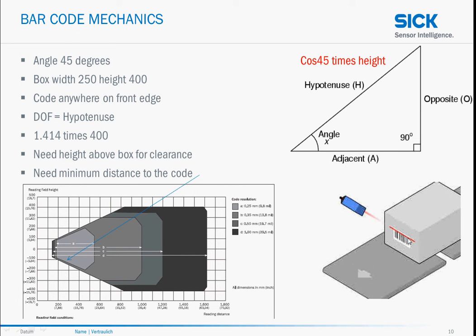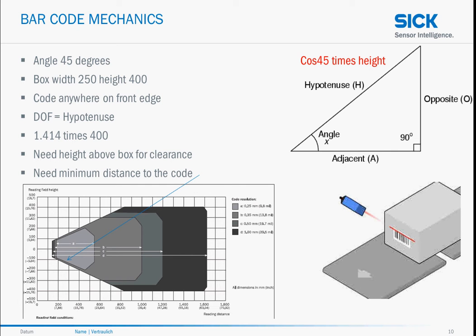Another point to watch out for is if you're reading a picket fence code on the leading edge of a box as it travels forwards, looking at an angle of 45 degrees, it's the old trigonometry question again. And the laser line is following the hypotenuse, this line here, which is the longer line. So if the box width is 250 millimeters and the height is 400 millimeters, then the distance going up the hypotenuse is going to be cos 45 times the height of 400 millimeters, which is 1.414 times 400, approximately 1.5.